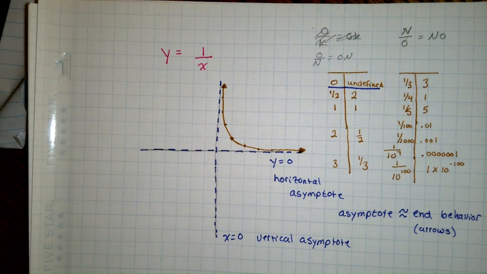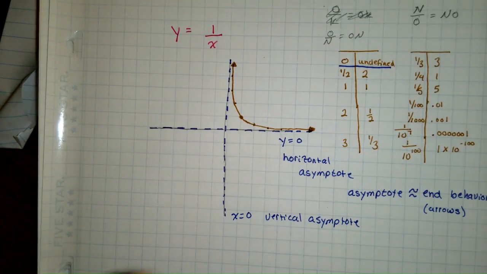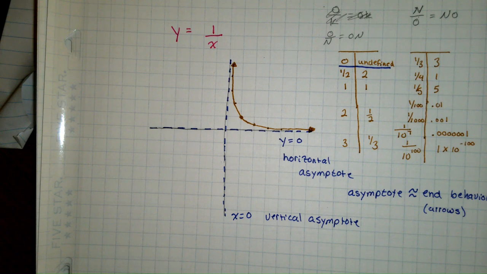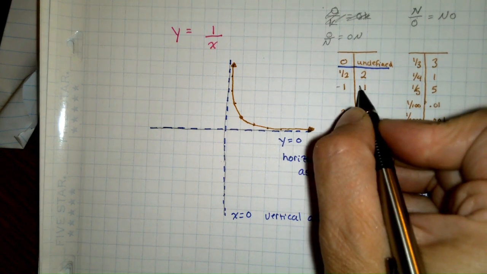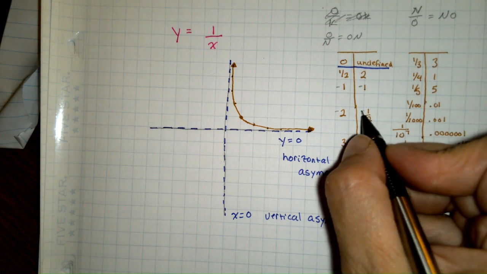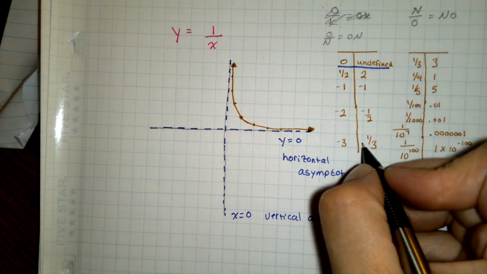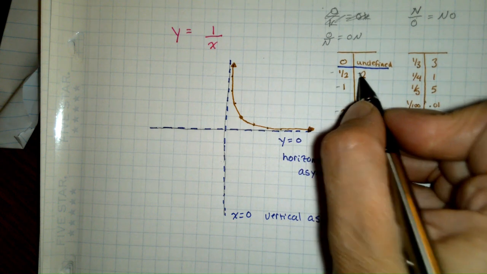Okay, so, but I only tried positive numbers. Instead of redoing the chart, what happens if I divide by -1? I get -1. 1 divided by -2 is -1/2. 1 divided by -3 is -1/3. 1 divided by -1/2 is -2.